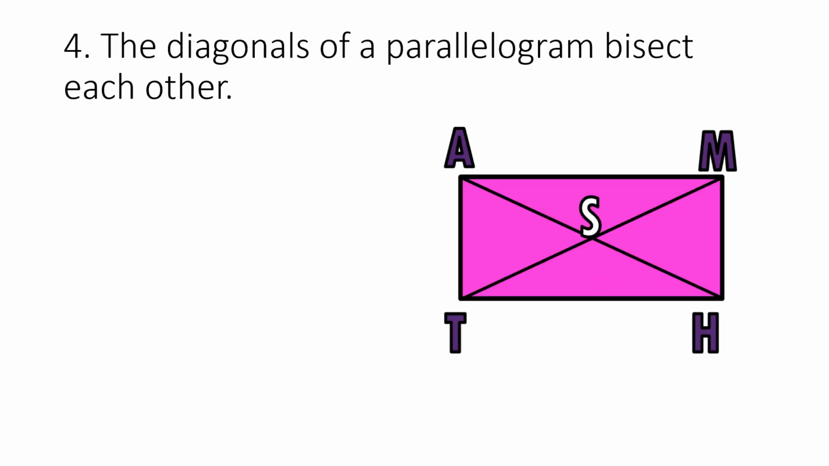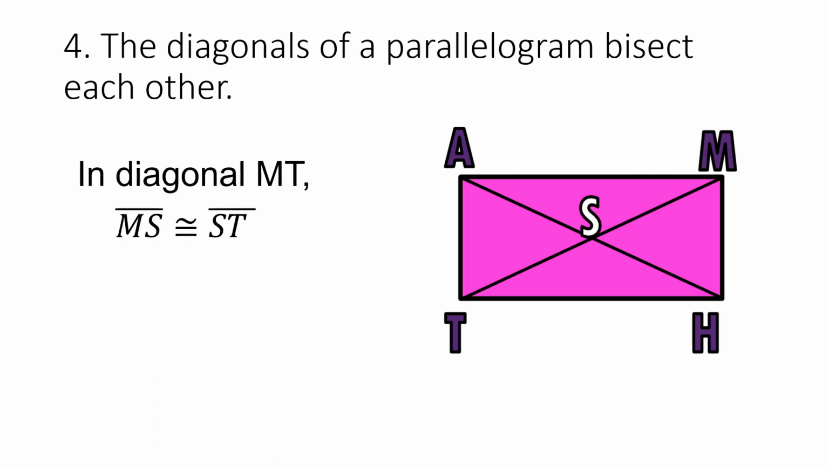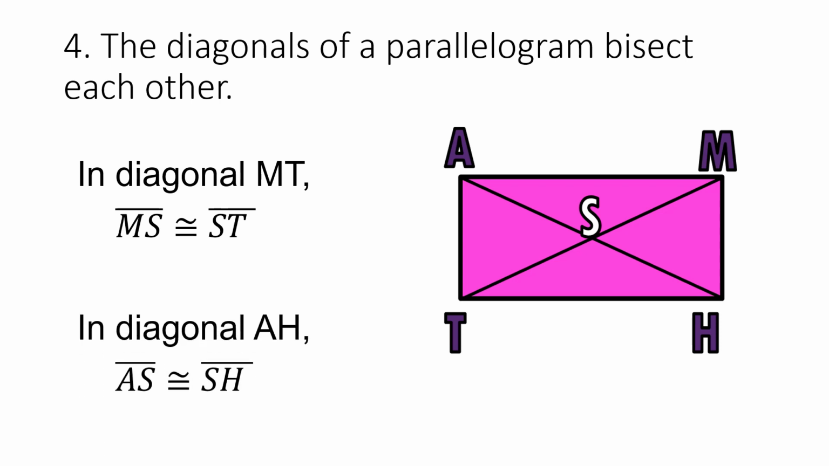Number 4. The diagonals of a parallelogram bisect each other. In parallelogram MATH, diagonals AH and MT intersect at point S. In diagonal MT, segment MS is congruent to segment ST. In diagonal AH, segment AS is congruent to segment SH.